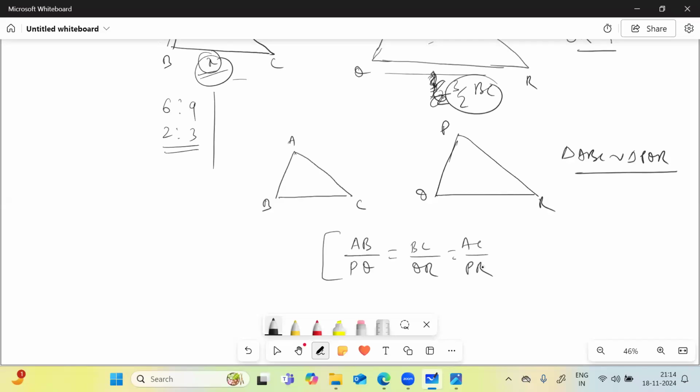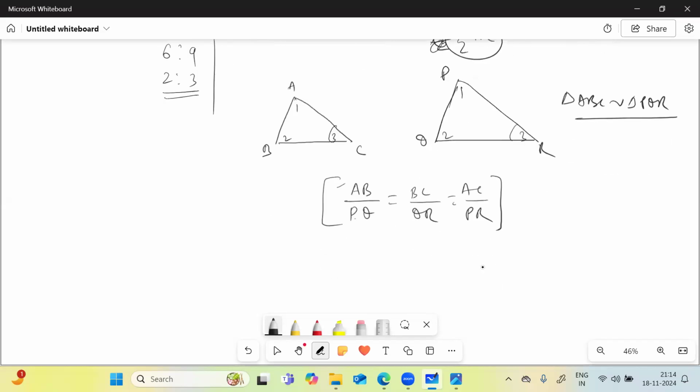So if you have any trouble taking these ratios, you can just name the angles as 1, 2, 3 and 1, 2, 3 respectively. The first side I took is the side in front of angle 3. So I'll take the side in front of angle 3 of the second triangle, PQ. This is how we can take the ratio.